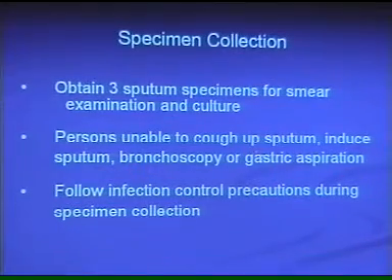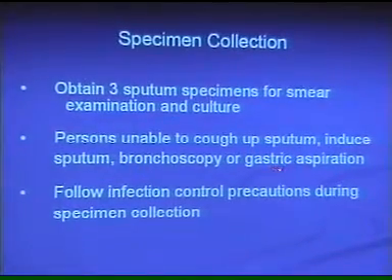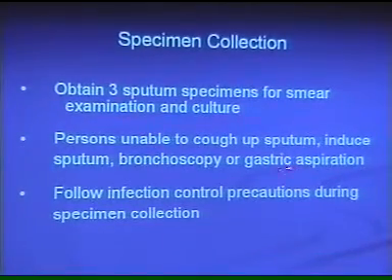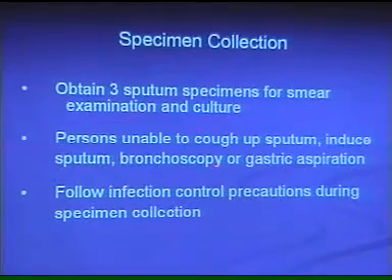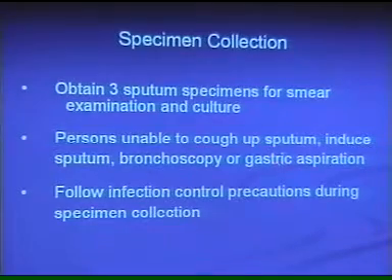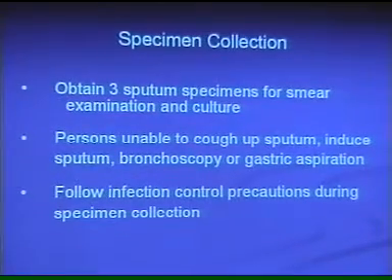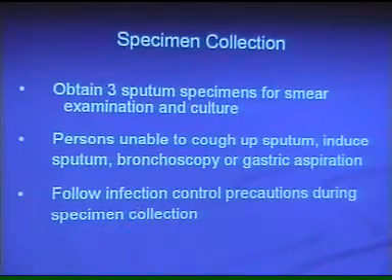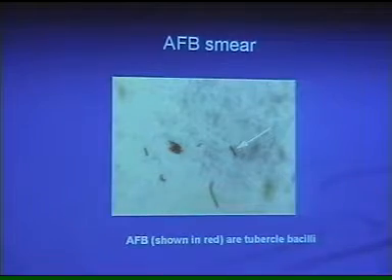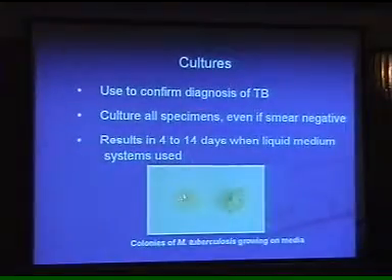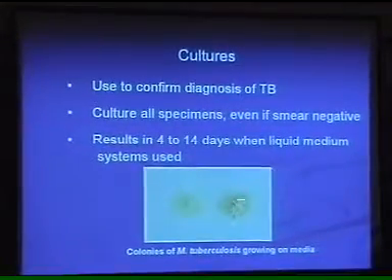Gastric aspiration is usually used in those patients who cannot produce sputum and swallow it, and early morning gastric aspirations can give you positive AFB smears. We don't culture gastric aspirations because sometimes environmental non-mycobacterial species can contaminate the aspiration. And this is the AFB smear showing acid-fast bacilli in a sputum specimen. This is a medium showing culture of the TB bacillus.